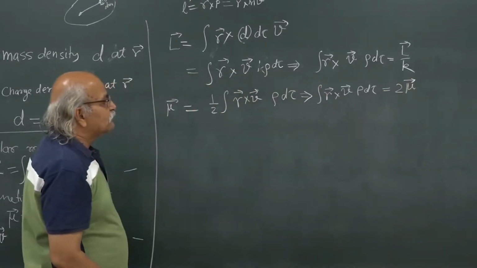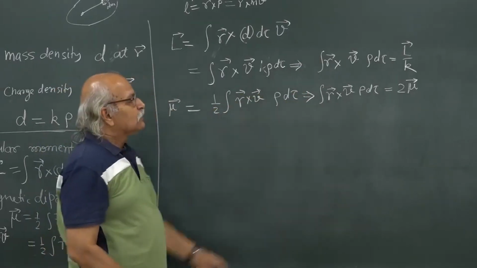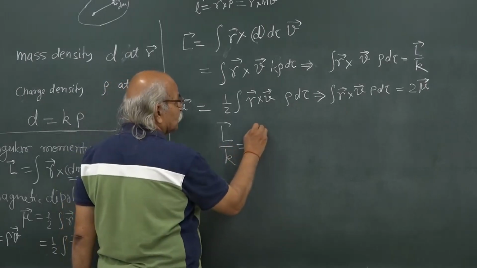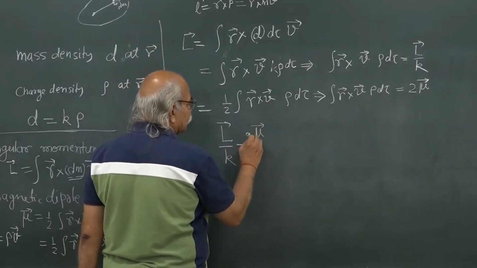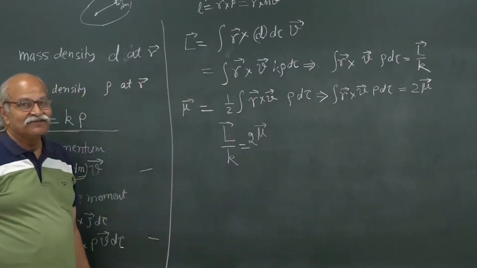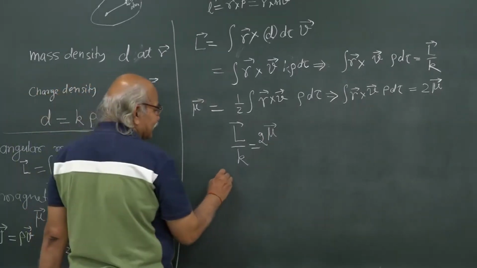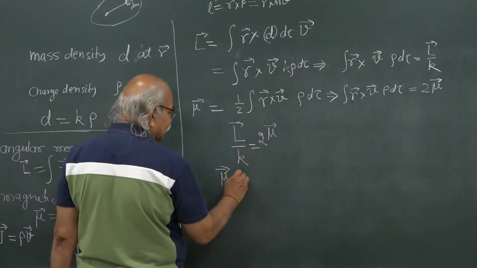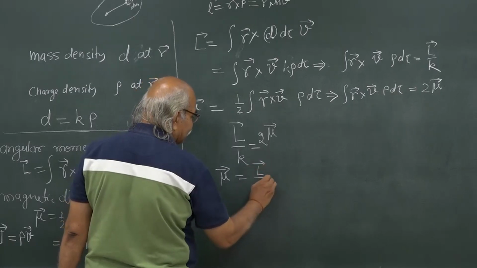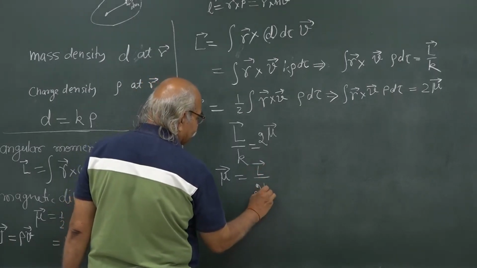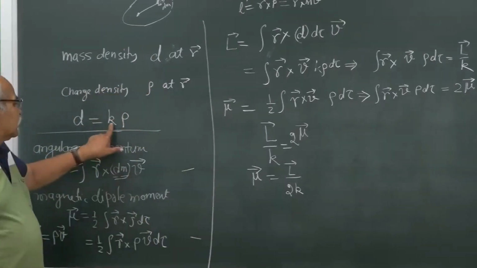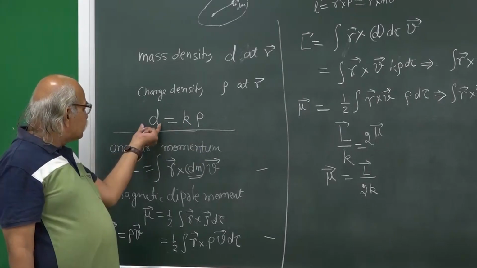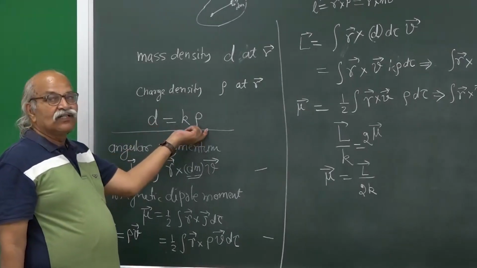All right. So that means these are the same expressions. So that means L by k is equal to twice of mu. All right. So they are proportional. Mu is equal to, you can take this 2 here, L divided by 2 times k. And what was k? k is the proportionality constant between this d and this rho.